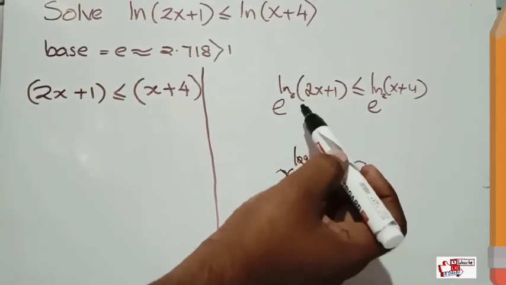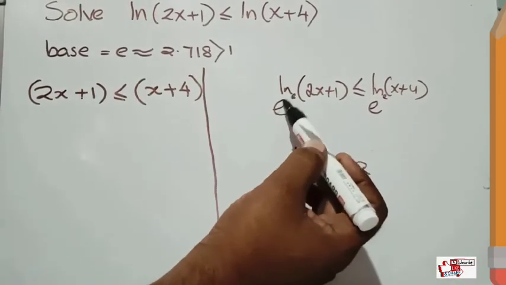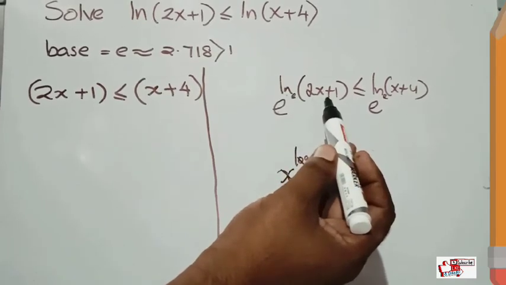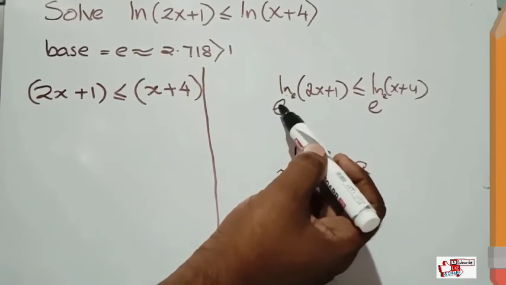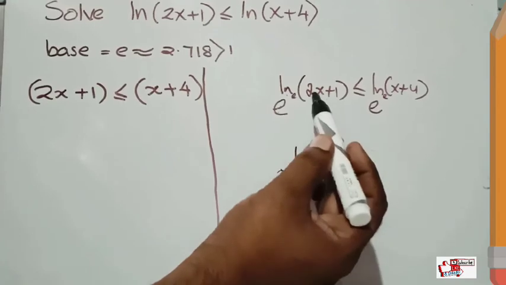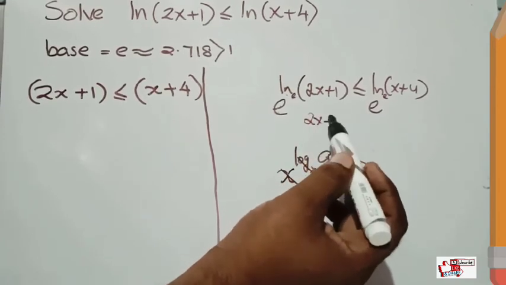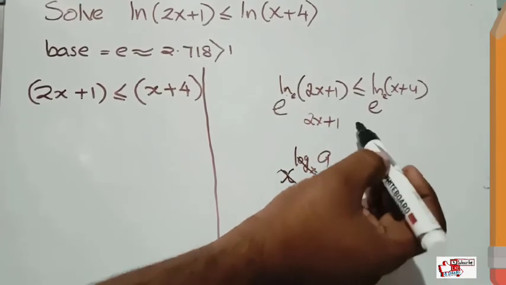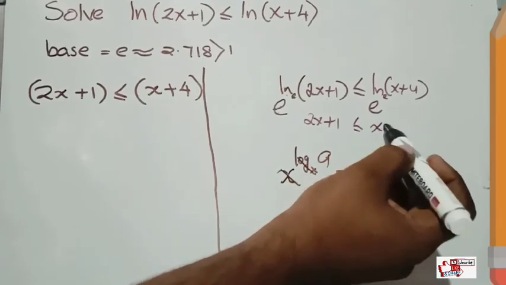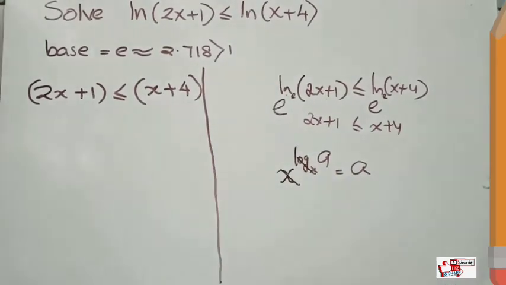Similarly, e raised to natural log (2x + 1). In that case, this e and e are the same, so this rule is applicable. So the answer becomes 2x + 1 less than or equal to the same thing here also. Actually, this is the process, but we need not bother about that process. Directly we can go for the answer. Let's see how to do this.